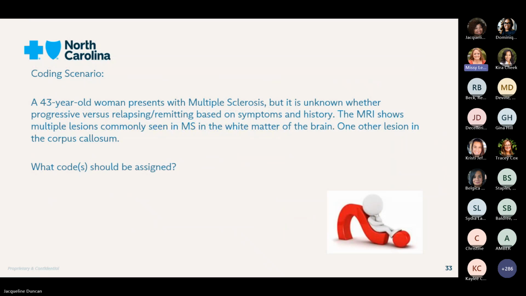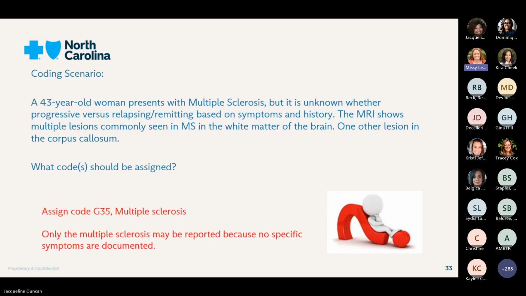Here we have another coding scenario. A 43-year-old woman presents with multiple sclerosis, but it is unknown whether progressive versus relapsing-remitting, based on symptoms and history. The MRI shows multiple lesions commonly seen in MS in the white matter of the brain. One other lesion is in the corpus callosum. What codes should be assigned? We would assign code G35, multiple sclerosis. Only the multiple sclerosis may be reported because there are no specific symptoms documented, but there is a confirmed diagnosis.